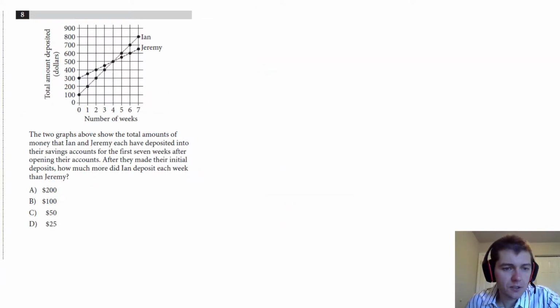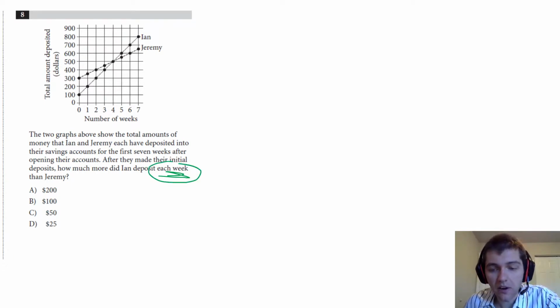Problem 8. The two graphs above show the total amounts of money that Ian and Jeremy have deposited into their savings account for the first 7 weeks after opening their account. After they made their initial deposits, how much more did Ian deposit each week than Jeremy? Okay, so that each week is really the key to this problem because they're asking not about the initial conditions or the final conditions, they're asking about the slope. They're asking for the difference each week.